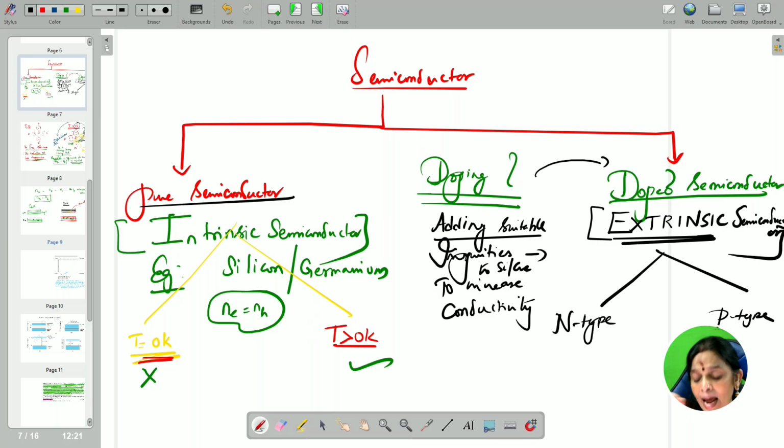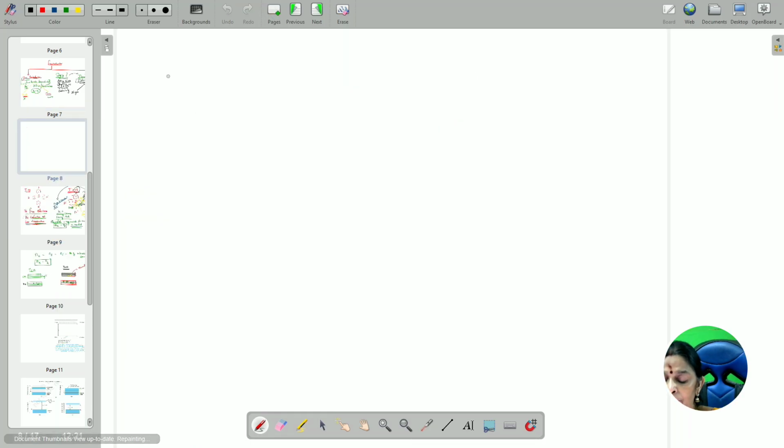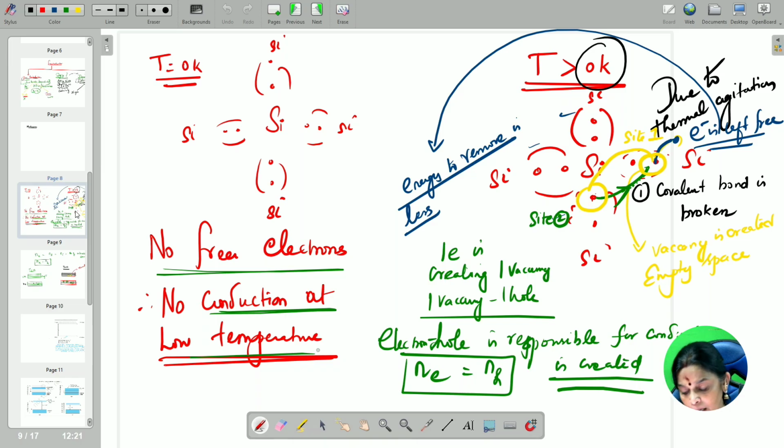Now let us see the mechanism of a pure semiconductor. This mechanism I have already discussed. At T equal to 0 Kelvin, no free electron, no conduction, and at low temperature there is no possibility. But at high temperature, due to thermal agitation, an electron is left free, and one electron which is left free produces one vacancy. What is that vacancy? It is called a hole. So at T greater than 0 Kelvin, for one silicon atom, one electron and one hole are created. Therefore for n number of silicon atoms, n electrons and n holes are created.